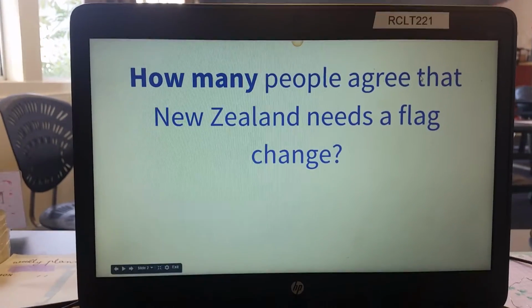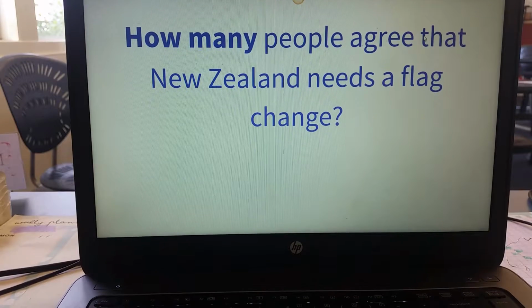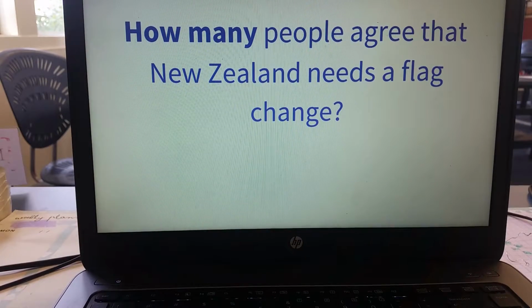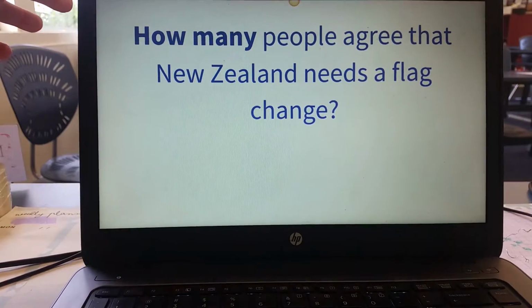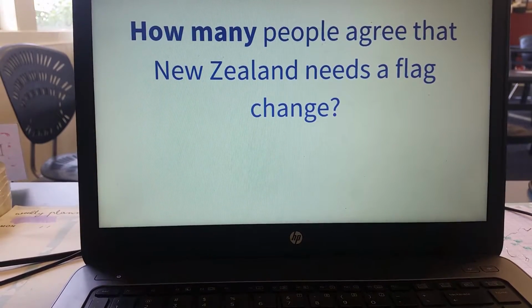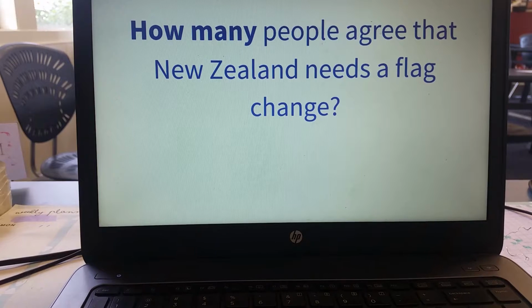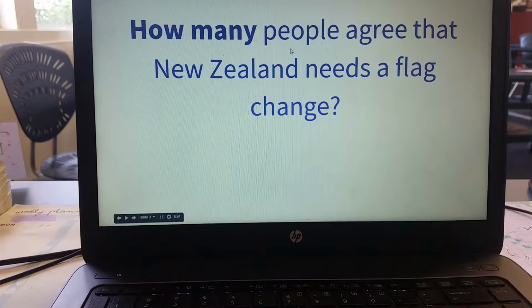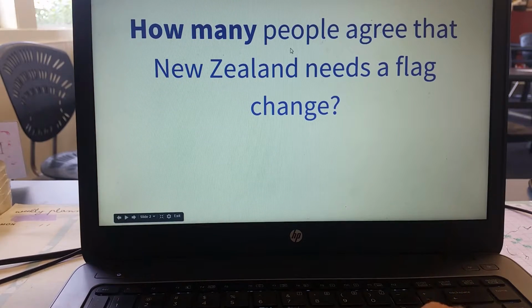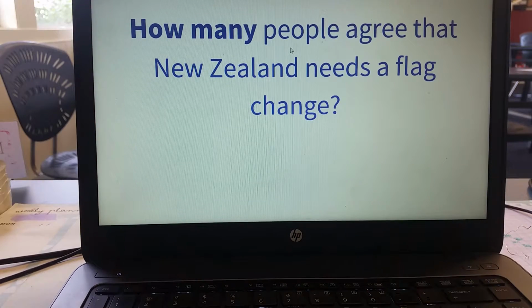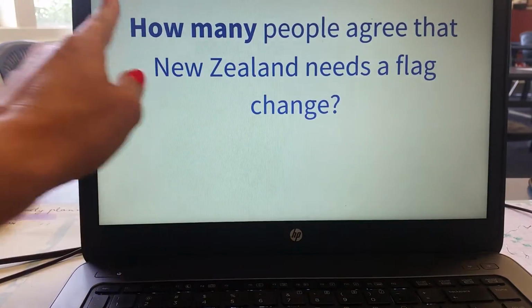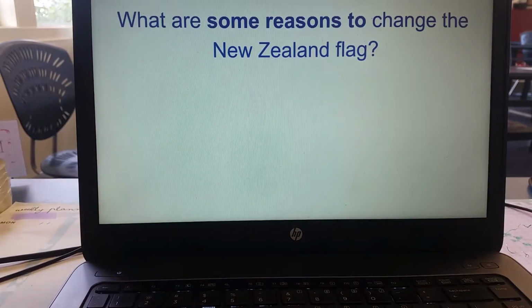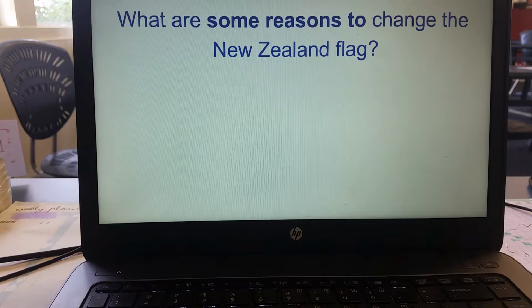So one question that I could ask is, how many people agree that the New Zealand flag needs to change? Now, the question you need to ask yourself when you're making these questions is, does my question allow for two sides of the story? A how many question has a very simple answer. It is a number. So this means that you're not actually going to be doing much interpretation or analysis. Avoid questions like that. How about what are some reasons to change the New Zealand flag?